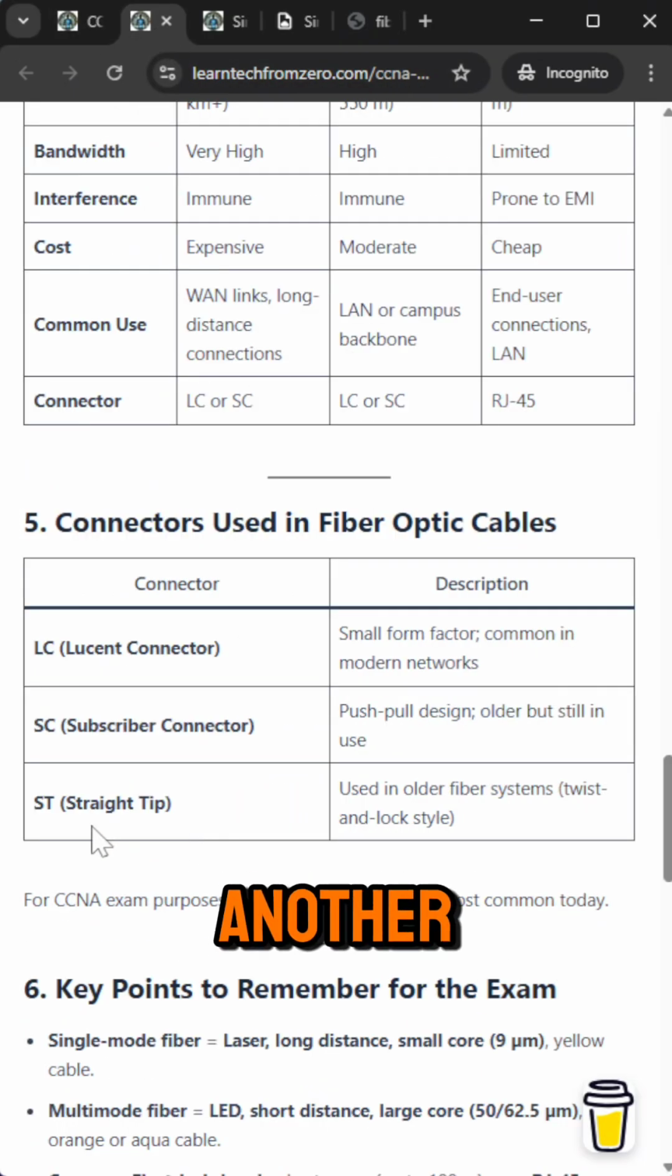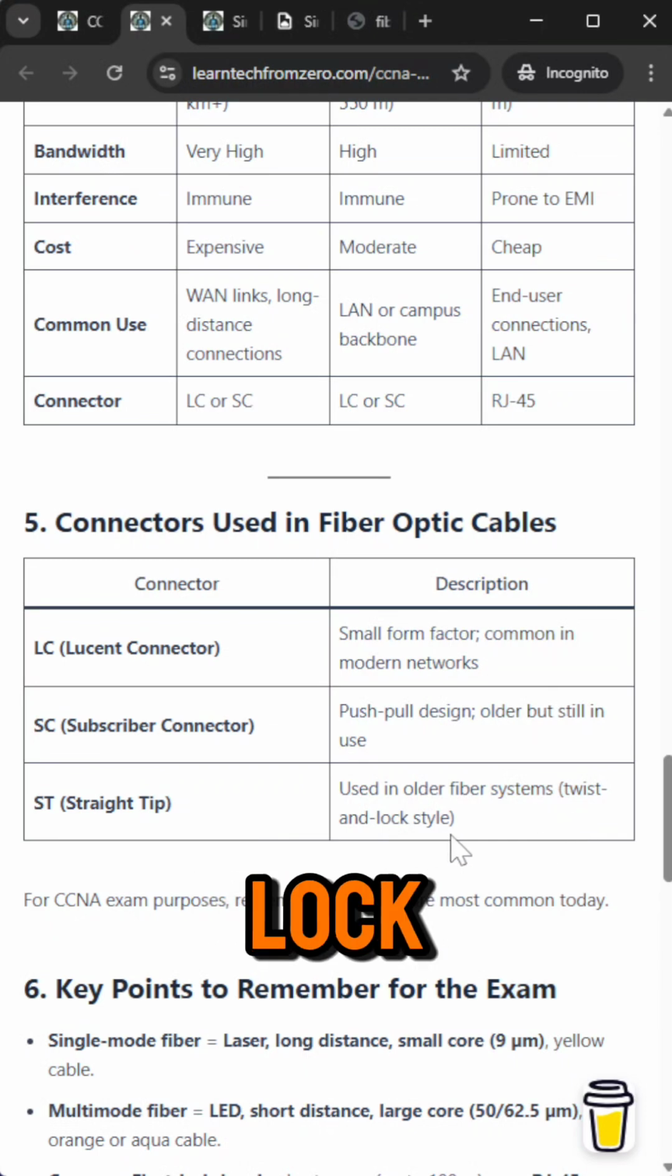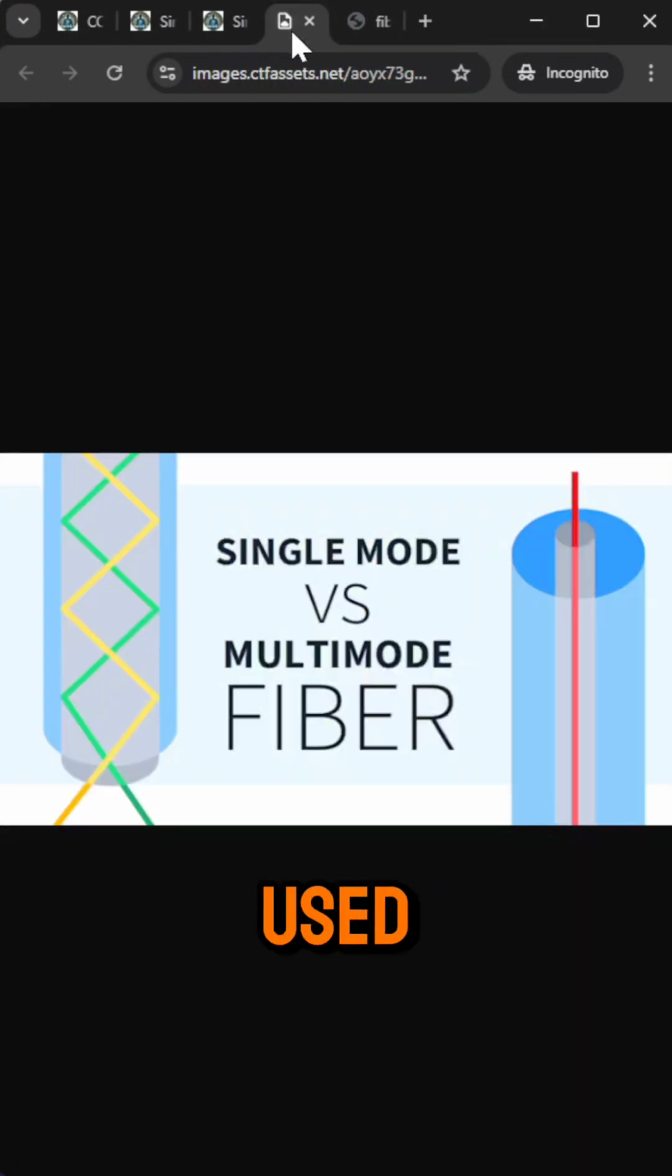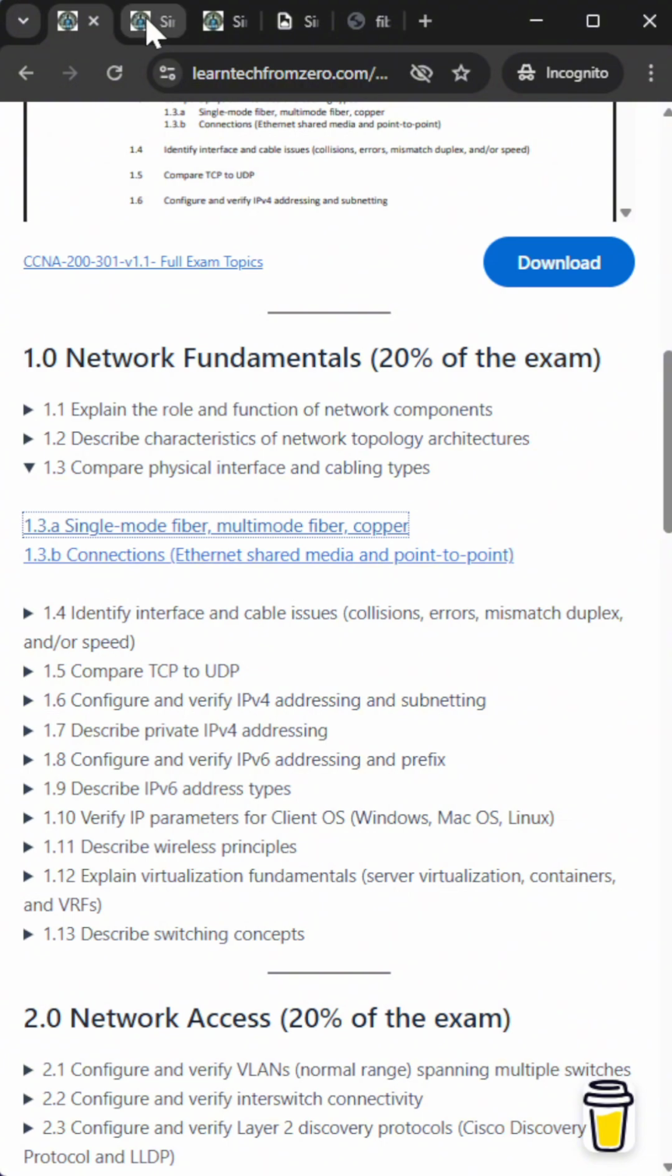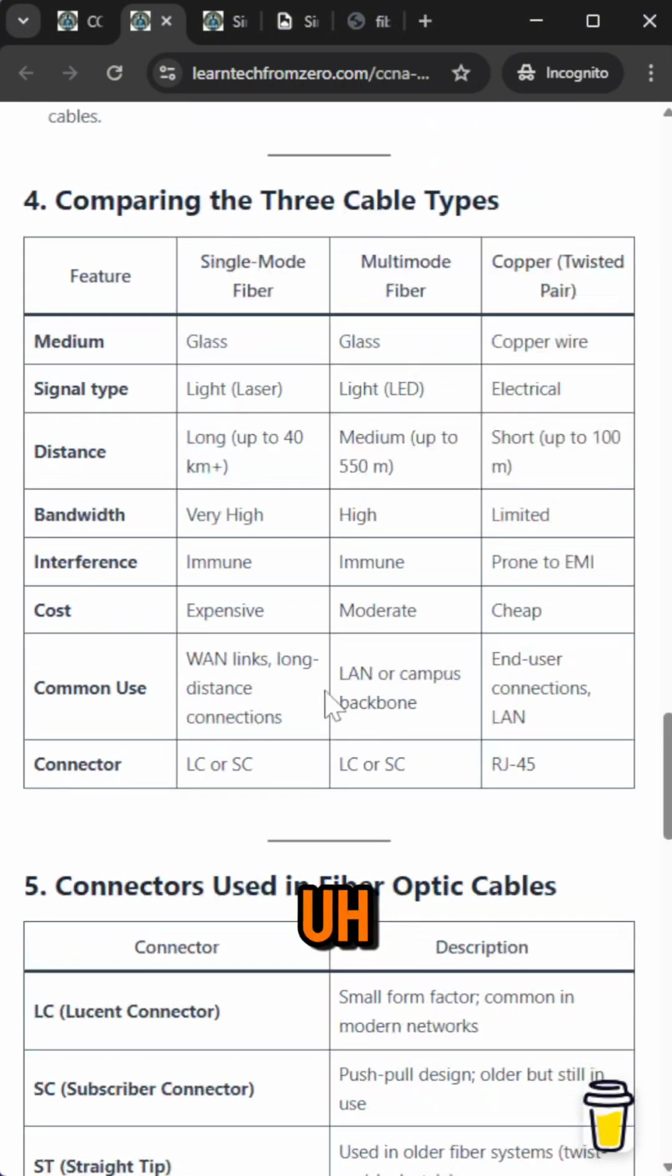And then we have another one, ST, straight tip, used in older fiber systems, twist and lock. So older, hardly used right now. That's ST, this one. Okay, that's it. These are the three connectors that you need to know for the exam. LC is the current one, SC is still in use, and ST is the old one.